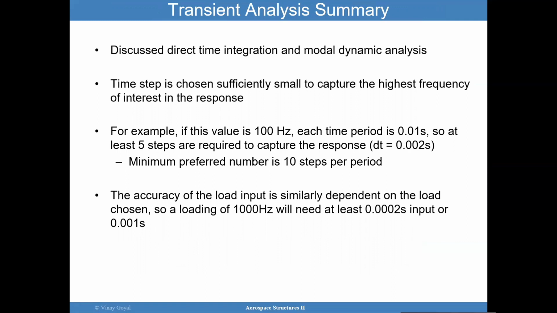We want to make sure that the time step you select, and this is a lesson learned here, is chosen sufficiently small to capture the highest frequency of interest in the response. So if the highest frequency that you're interested in is 100 hertz, each time period is 0.01 seconds. You want to make sure you have at least 5 steps within that time period, which means you should have a delta t of 0.002 seconds. The minimum preferred number of time steps is 10, is what I recommend.